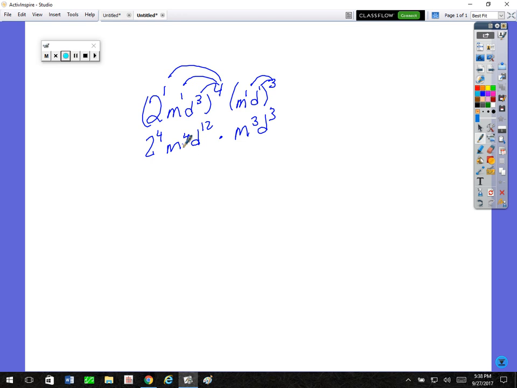Now, before I do any combining, I like to go ahead and get rid of this number here. So if I look at my calculator, 2 raised to the 4th power gives me 16, because remember, this is 2 times 2 times 2 times 2. So I have 16. Now I'm multiplying the same bases, so I'm going to add my exponents. So 4 plus 3 is 7. In the D, 12 plus 3 gives me 15. Final answer, because I don't know what the value of M or D is.